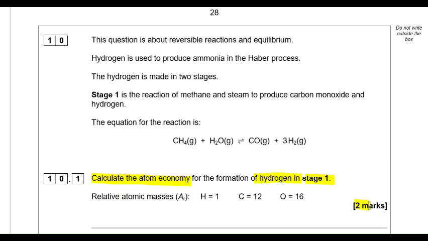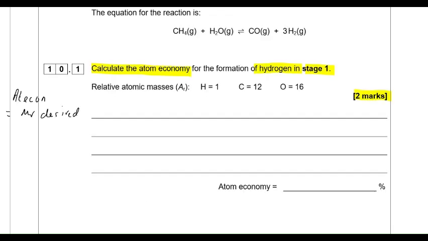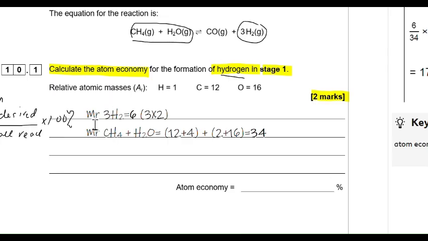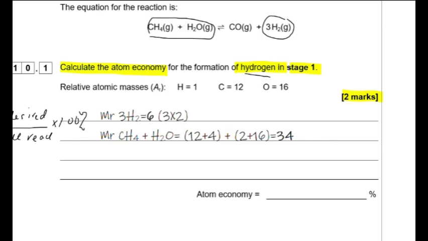So if you recall the equation, atom economy is the Mr, the relative molecular mass of the desired product, divided by the relative molecular mass of all the reactants, and then times 100%. Our desired product is the hydrogen, the 3H2 on the right hand side. The reactants circled here, CH4 plus H2O, that's our reactants. So we work out the Mr of 3H2, which is 6, 3 times 2, because each hydrogen has an Ar of 1.